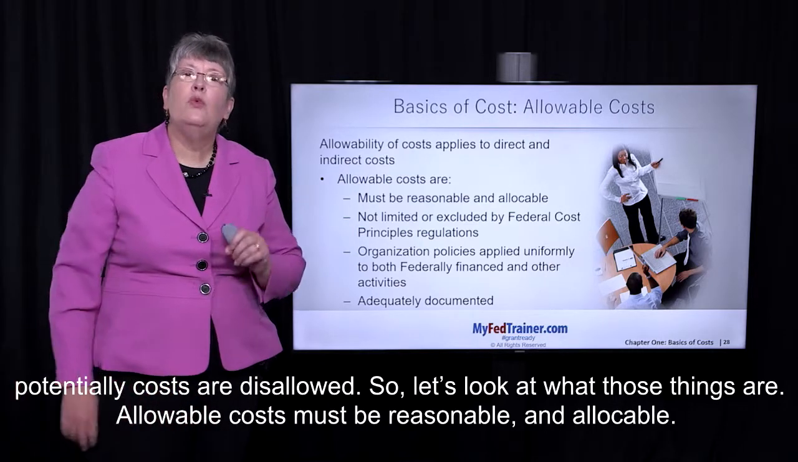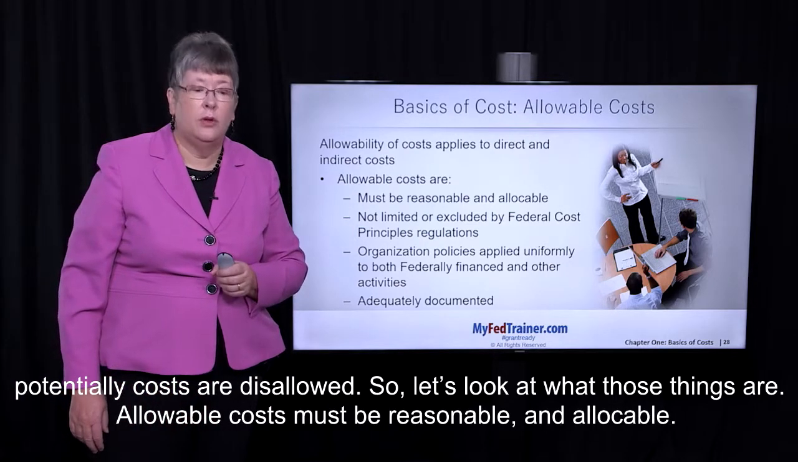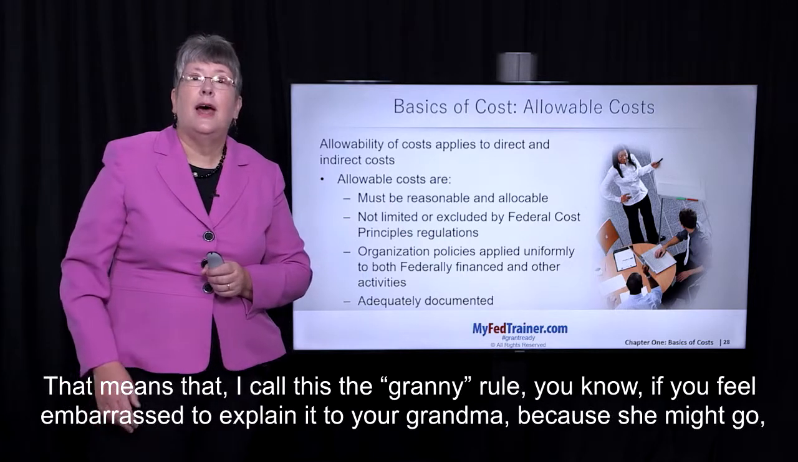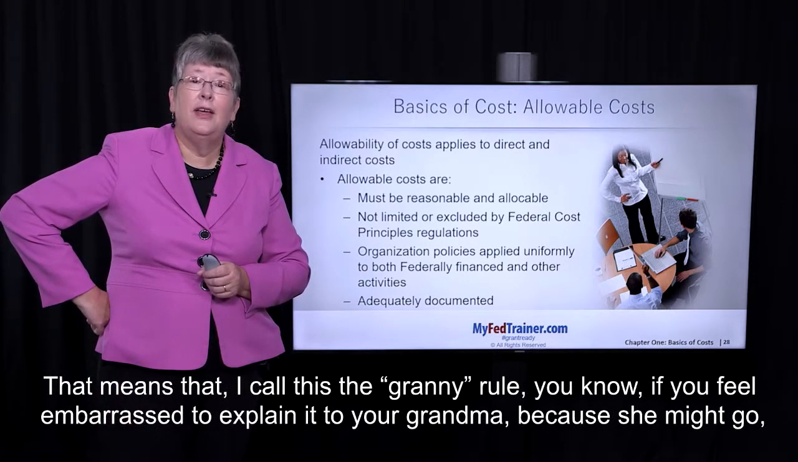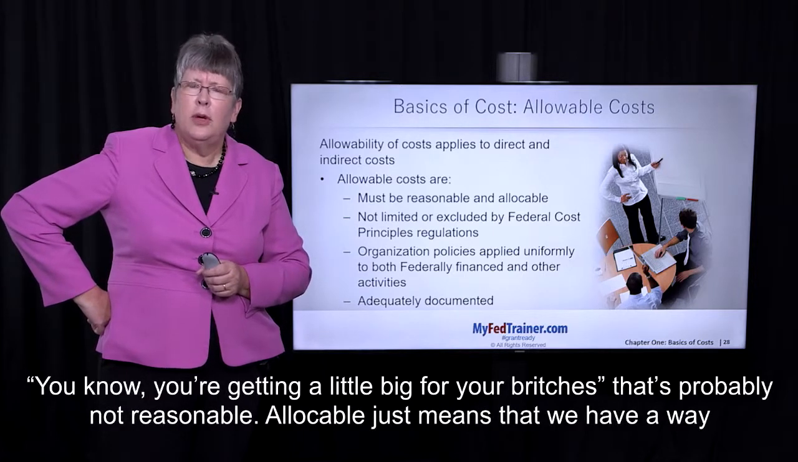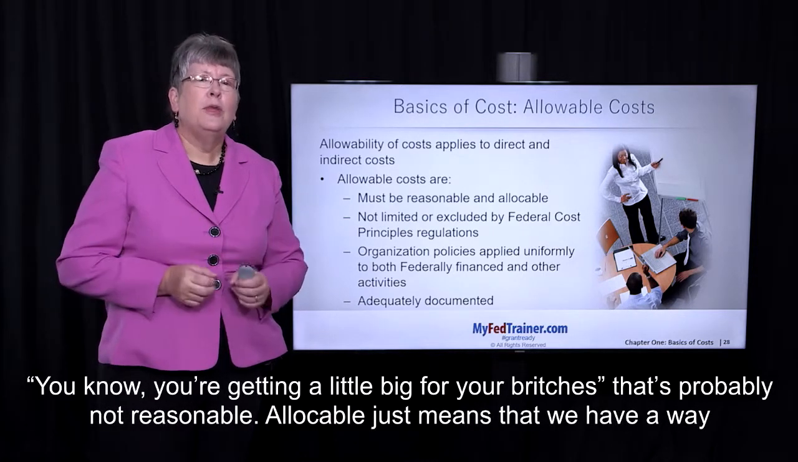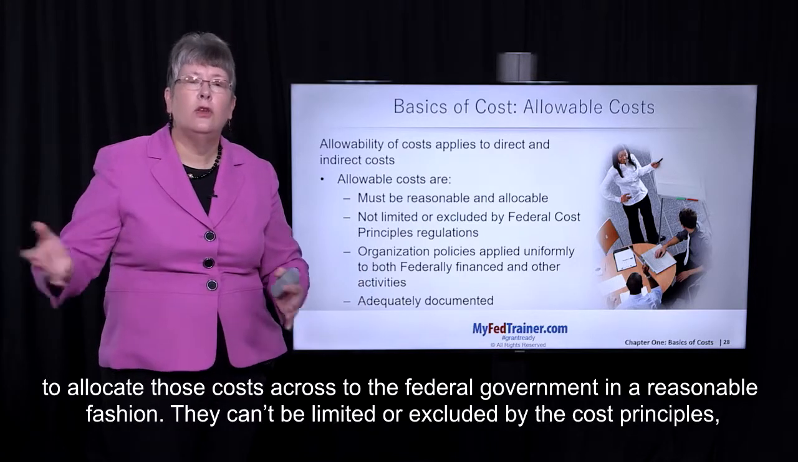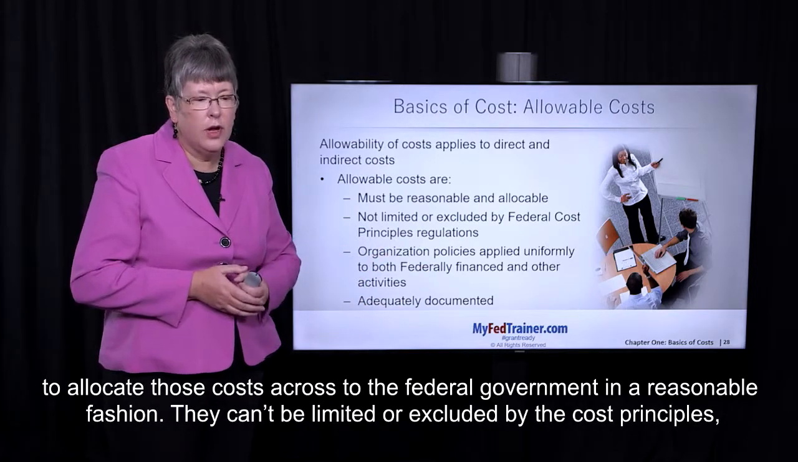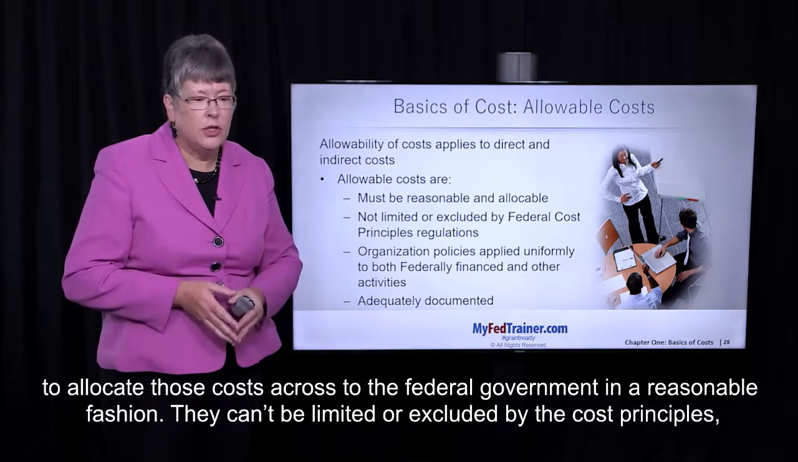Allowable costs must be reasonable and allocable. That means that, I call this the granny rule. You know, if you feel embarrassed to explain it to your grandma, because she might go, you know, you're getting a little big for your britches. That's probably not reasonable. Allocable just means that we have a way to allocate those costs across to the federal government in a reasonable fashion.